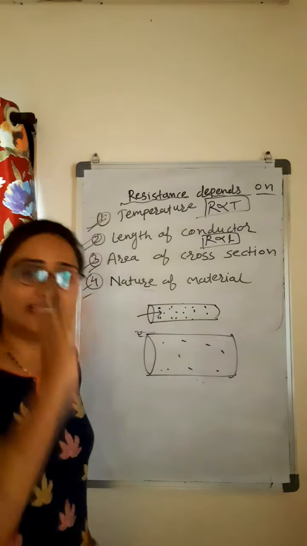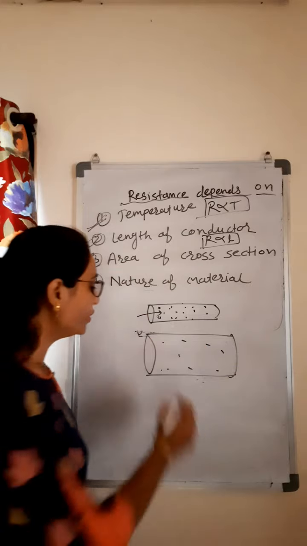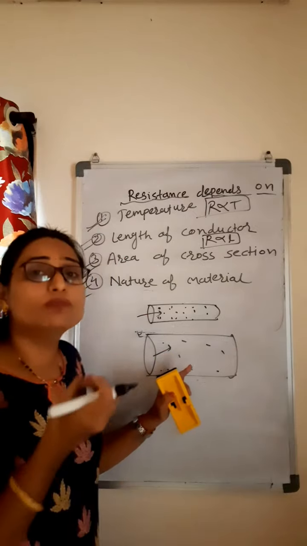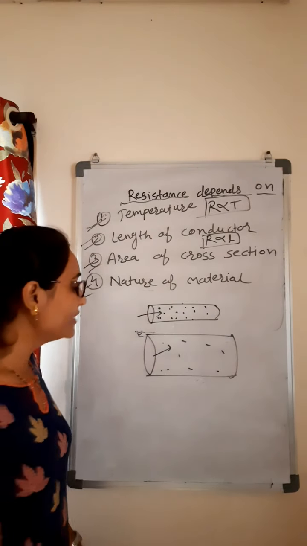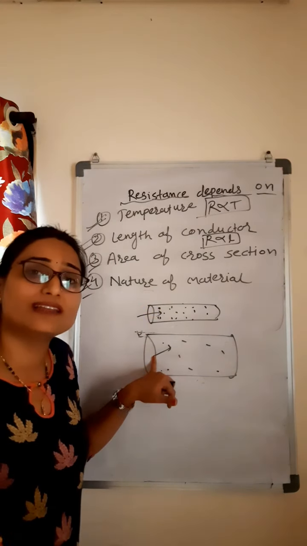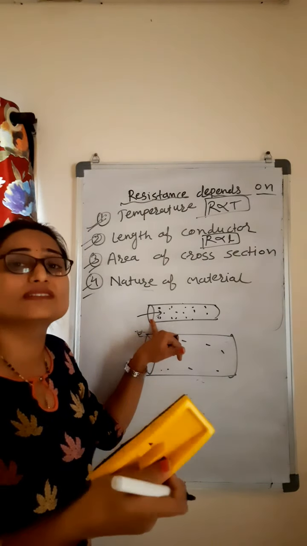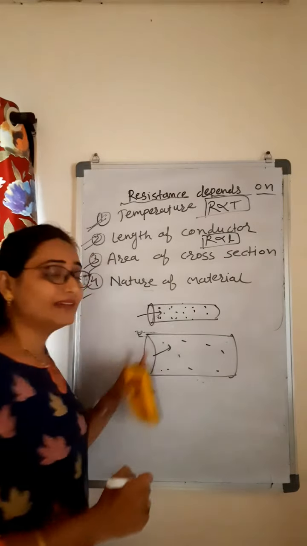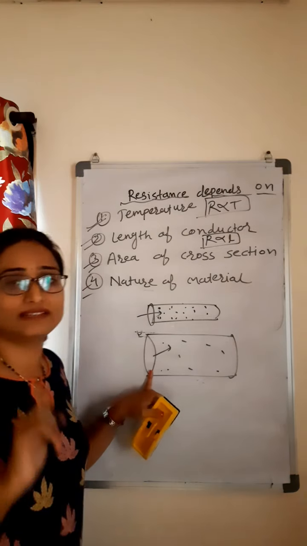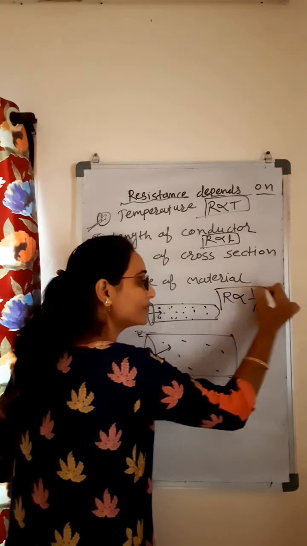Here, if the thickness increases, the space between the atoms will also increase. So when electrons are moving, they have somewhat more space to move freely. Therefore, here collisions will be less. Thickness increases, collisions are less, means resistance is less. Thickness decreases, collisions are more, means resistance is more. Area increases, resistance decreases. Area decreases, resistance increases. That means resistance is inversely proportional to area of cross section.